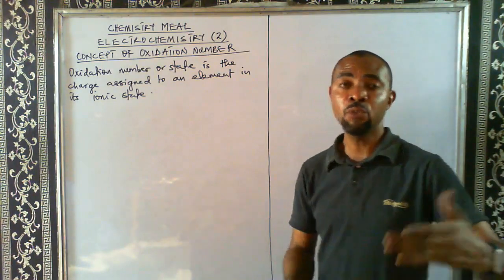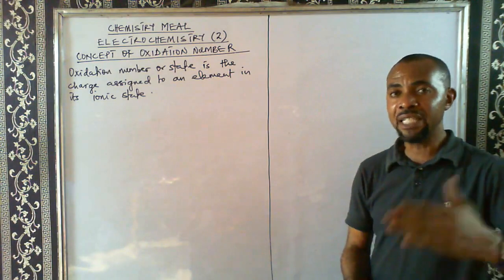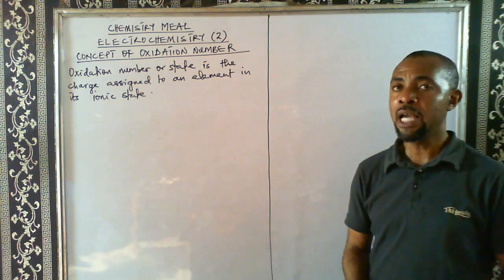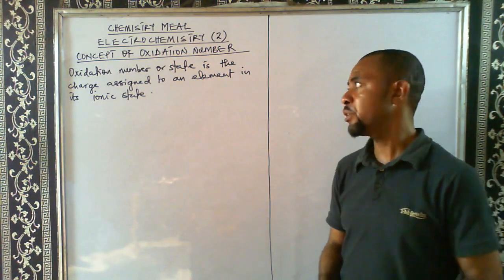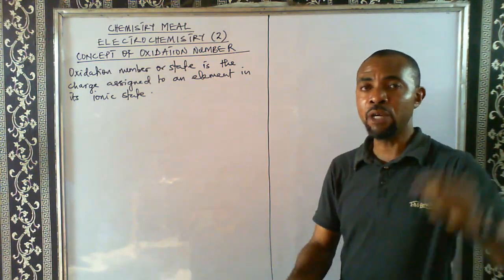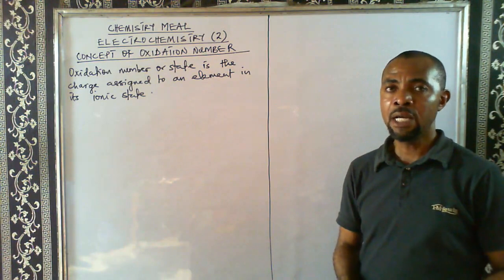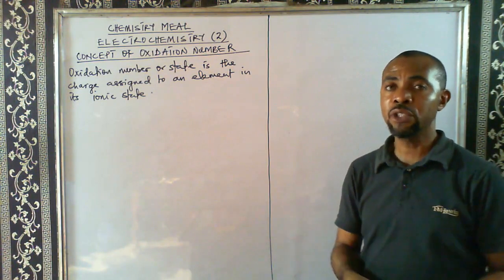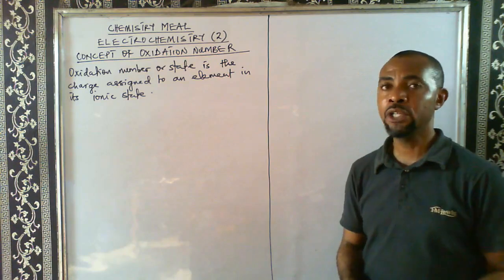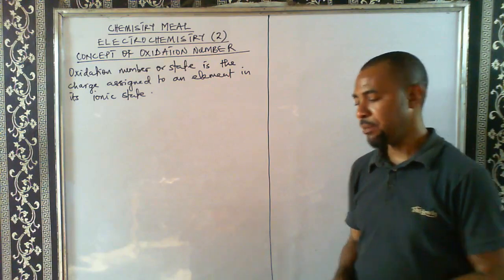So that charge, we know that charges are formed when there is either gain or loss of electron. That's when we form ions. So whenever we form an ion, there will be a charge on an atom of an element. And that particular charge will give us the oxidation state or the oxidation number of that element.